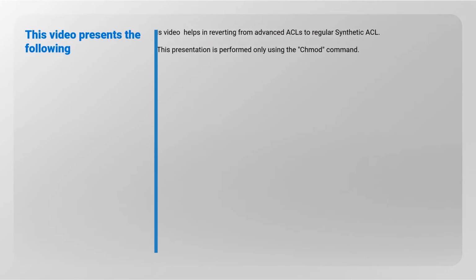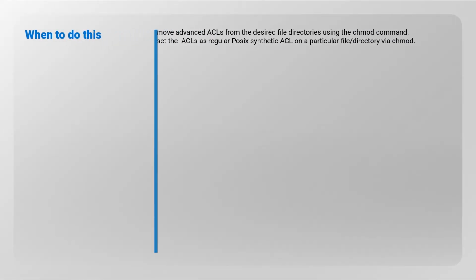This video helps in reverting from advanced ACLs to regular synthetic ACL. Note, this presentation is performed only using the CHMOD command. When to do this? To remove advanced ACLs from the desired files and directories using the CHMOD command, and to reset the ACLs as regular POSIX synthetic ACL on a particular file or directory via CHMOD.